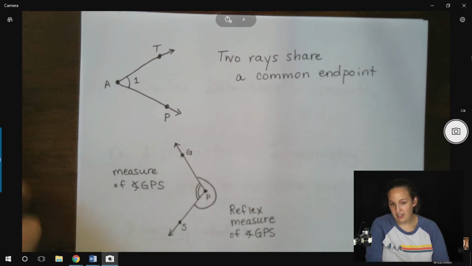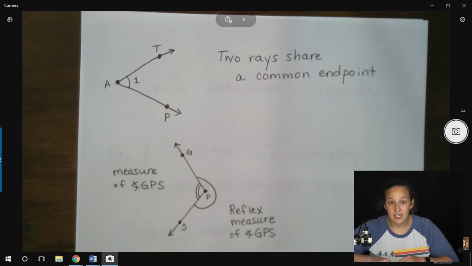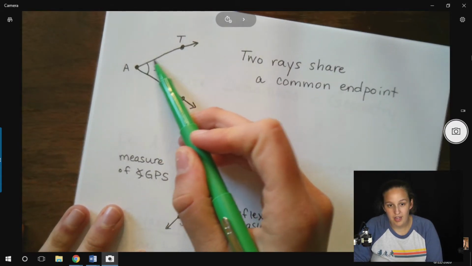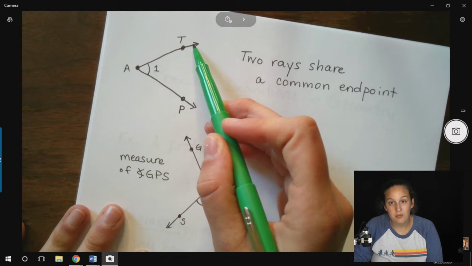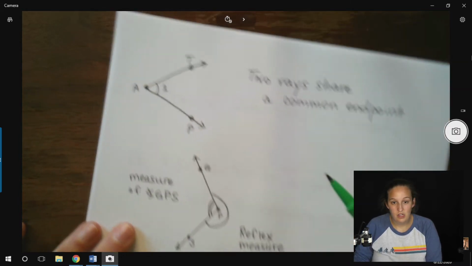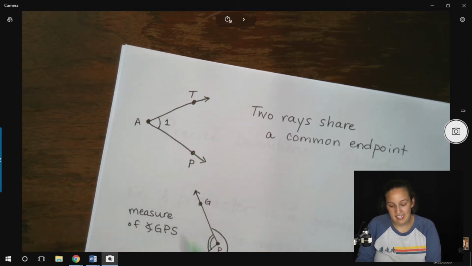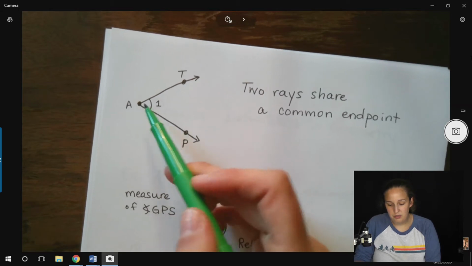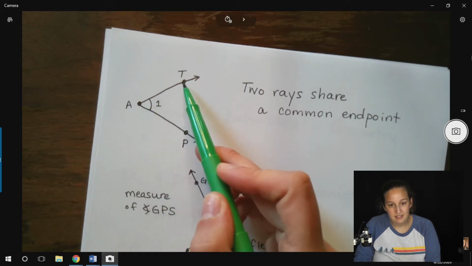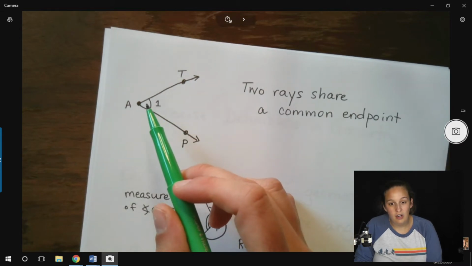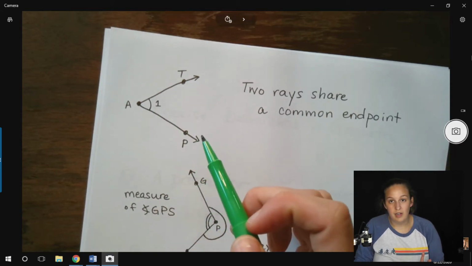So if you think back to our last videos, we described a ray as one endpoint and going past another point and going out forever. So an angle is just when two of these connect at one endpoint. And so right now our two rays are going to be AT, with the arrow going that way, or AP. Those are our two rays.